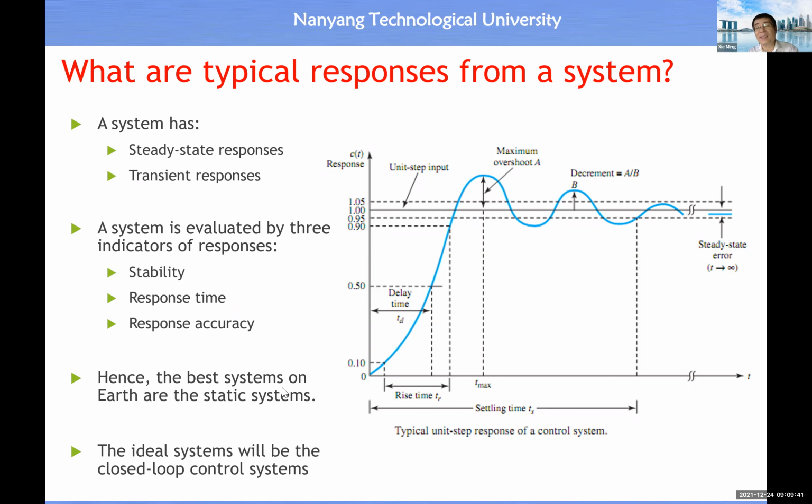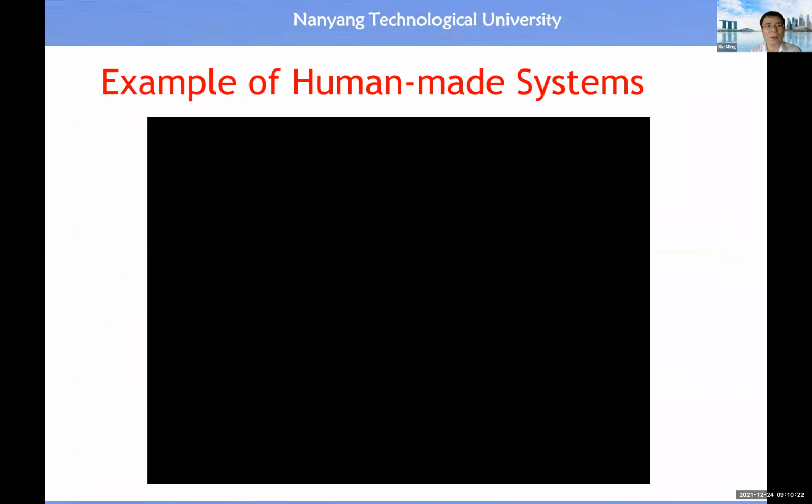But in practice, it is difficult to achieve such a result. In this case, we must make the actual system behave as close as possible to a static system. The easiest way for us to achieve this goal is to design a system with closed loop feedback control inside. This is why you see this statement: the ideal system in the world should be the closed loop control system. So this slide shows you a lot of very important background knowledge about the system.